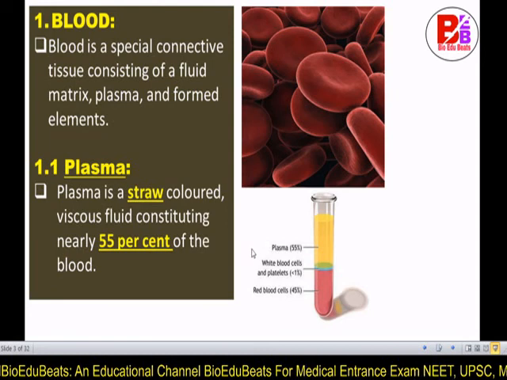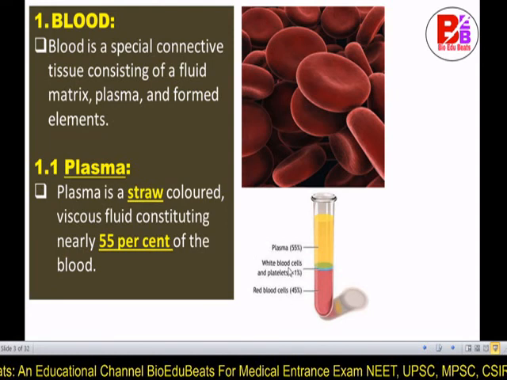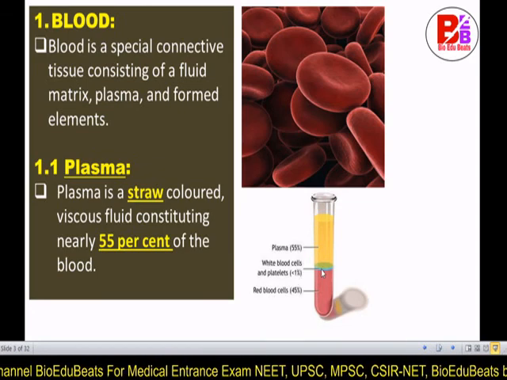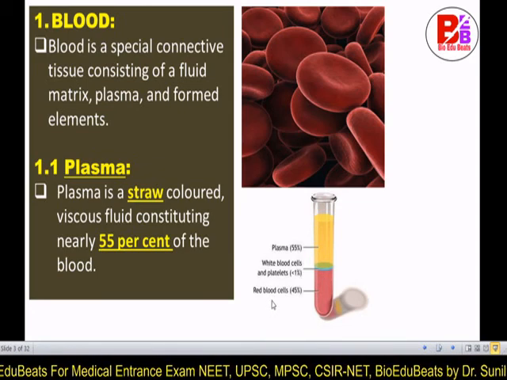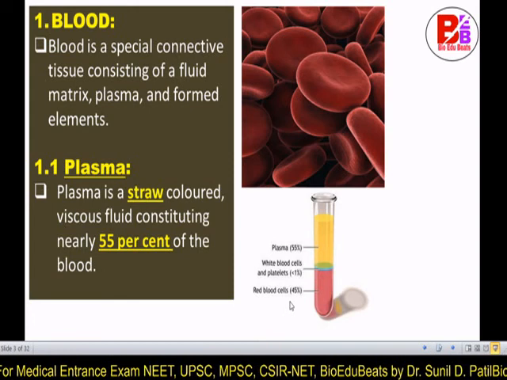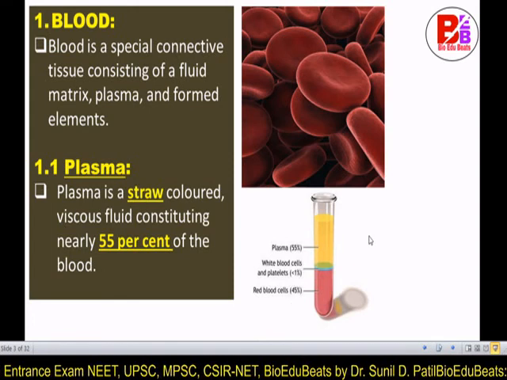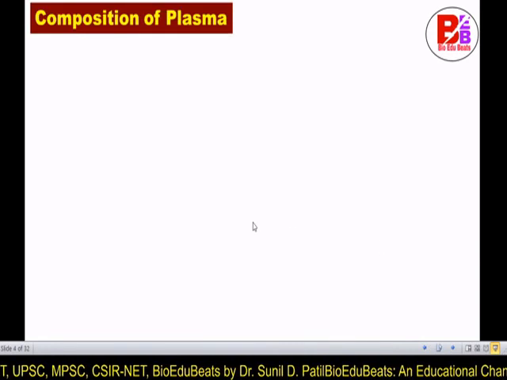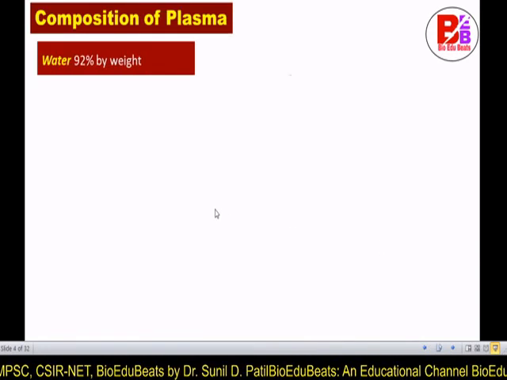We are going to see in detail. If we centrifuge the blood, the plasma is 55%, the WBC and platelets are near about 1%, and the remaining 45% is the RBCs. So this is the overall constituent of the blood. First we are going to see the composition of plasma.